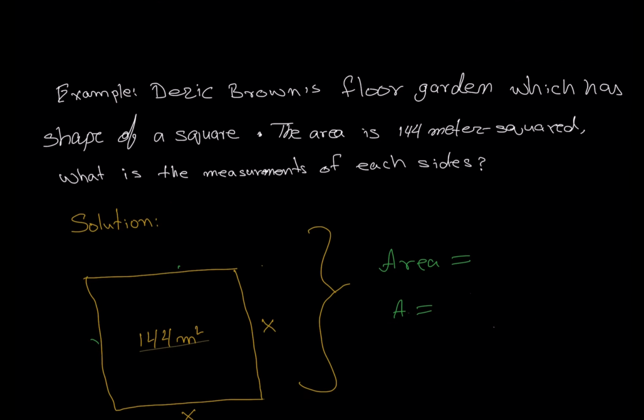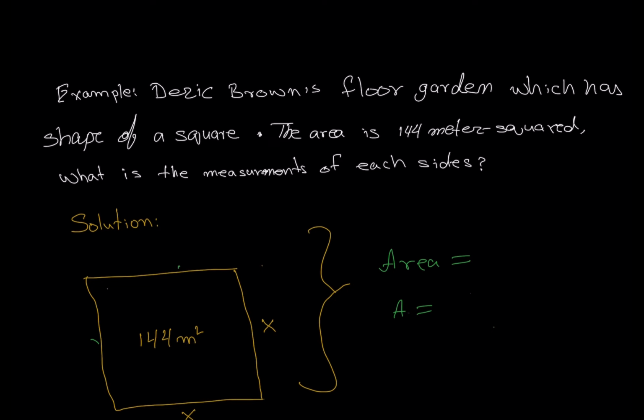Okay, before we finish this square root, we'll talk about two word examples, and we'll finish our square root sessions. So there's a question. It said, okay, Derek Brown has a flower garden which is shaped as a square. The total area is 144 meters squared. What is the measurement of each side?